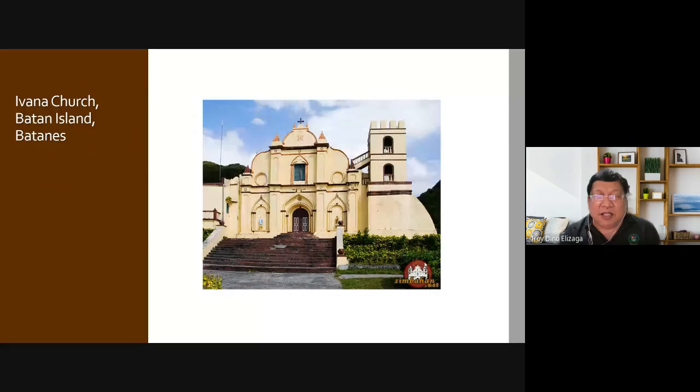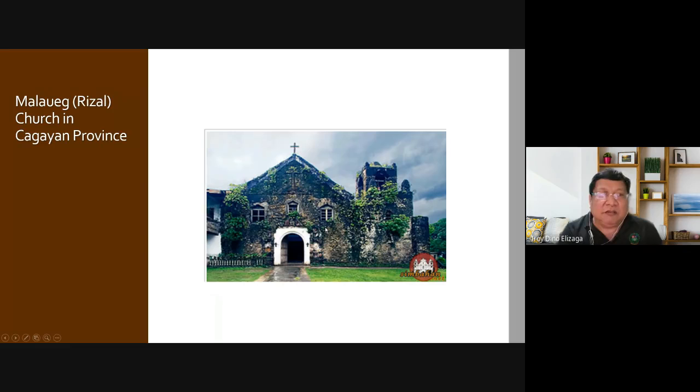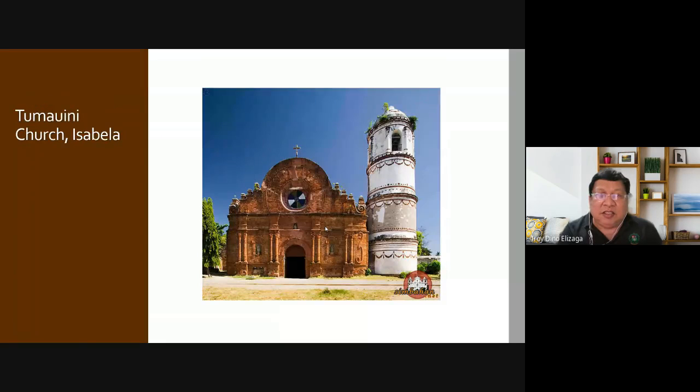This one is in Batanes. Batanes is at the northernmost of the Philippines, so there are some islands there, and nearly all the typhoon visits the place. So that's why it has to be made really sturdy like this, and we don't have so many openings, to protect the inside from the typhoons. In Cagayan province, and then in Isabela.